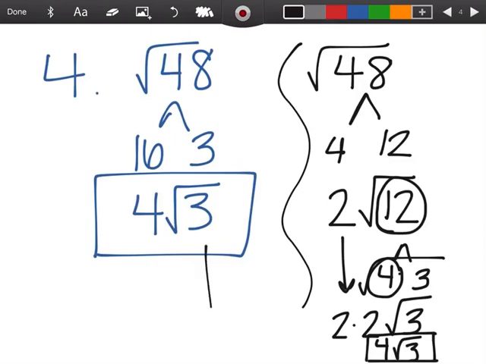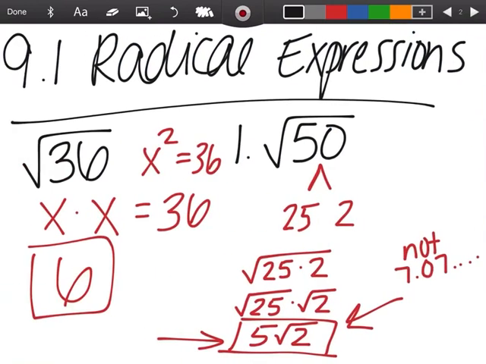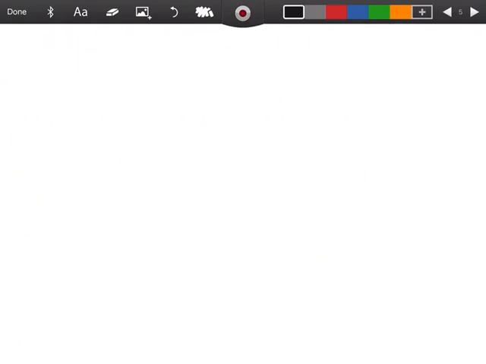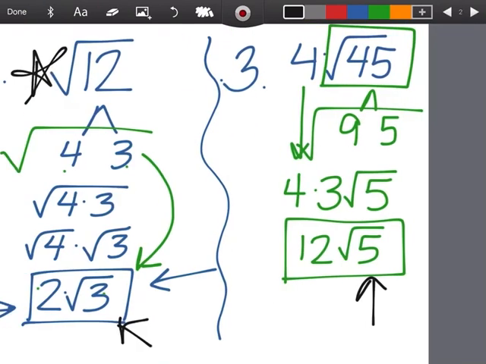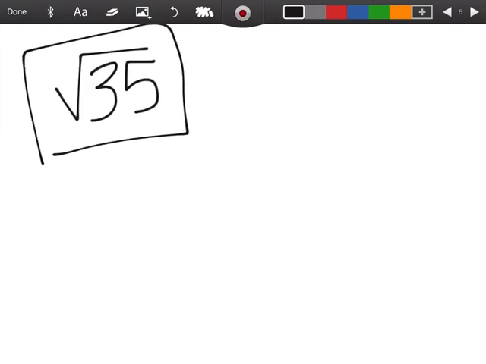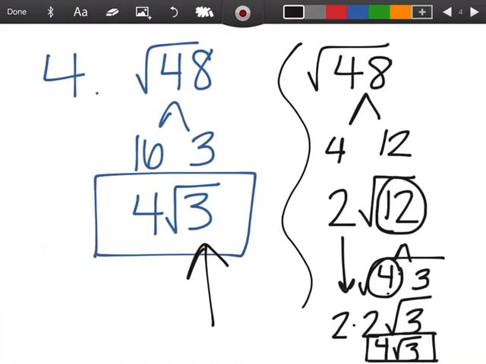So make sure that what's underneath the square root is as simplified as possible, no matter what. The 2, the 3, 5, 3 again. And then if you had something like the square root of 35, 35 is 5 and 7, but there are no perfect squares that multiply into 35. So the square root of 35 is also as simplified as possible. So whatever's underneath the square root cannot have any more perfect square factors.